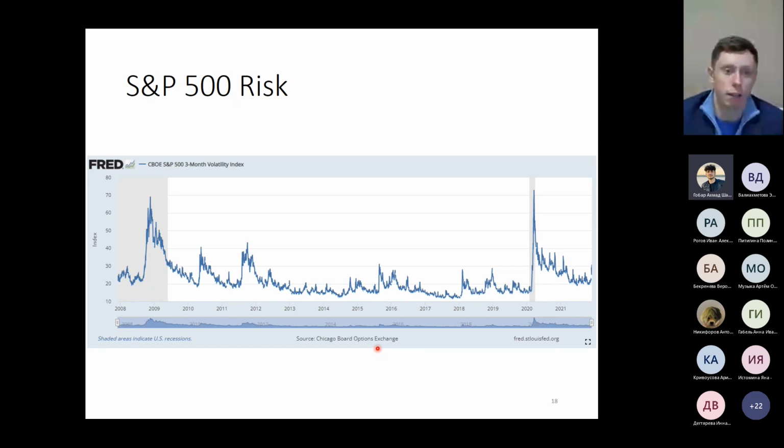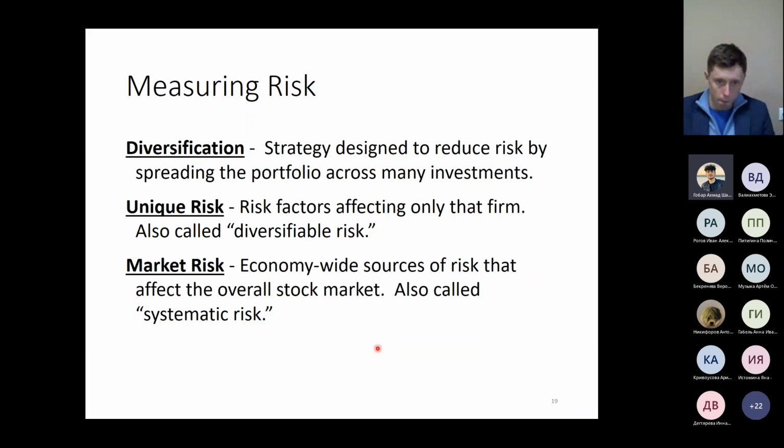This is the chart for the volatility, for the variance of the Standard & Poor's 500. This is the index of the biggest firms in the US. And you see that during crisis periods, the volatility always goes up. So the prices deviate more strongly than usual.